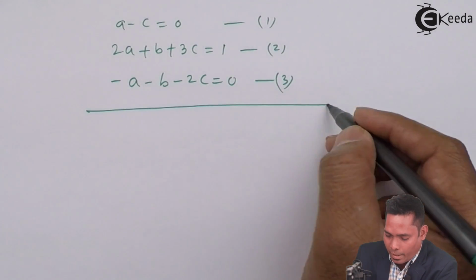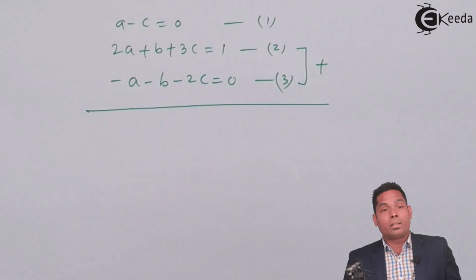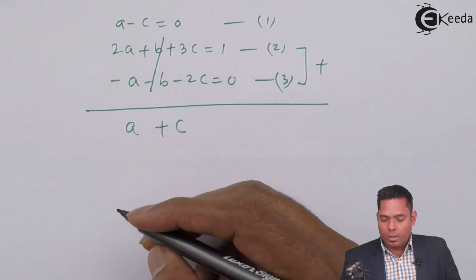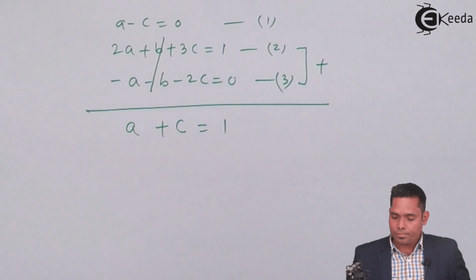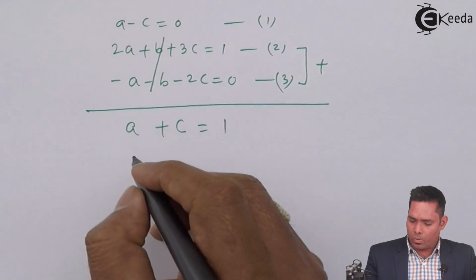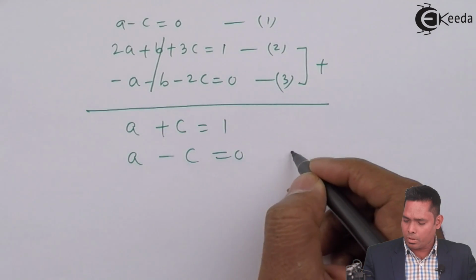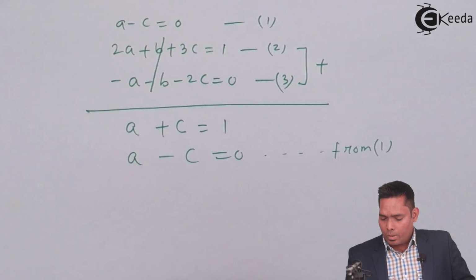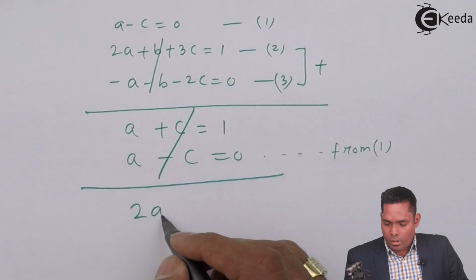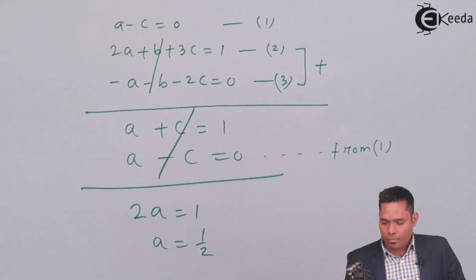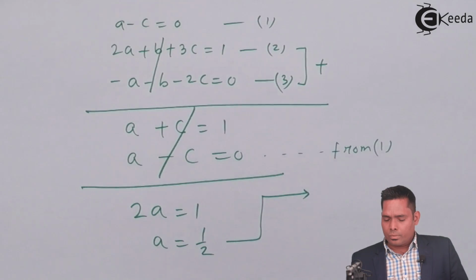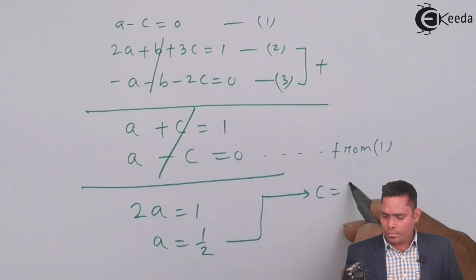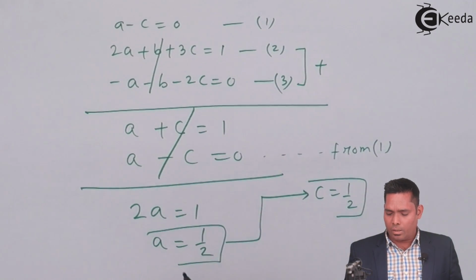So we'll solve this. First of all, I will add these two equations. If I add these two equations, then b will cancel out. This will give me a plus c is 1. And a minus c is 0, from equation 1. So this gives me 2a is 1 and a is half. Once I get a is half, then a is c, so c is also half. So a and c I got.